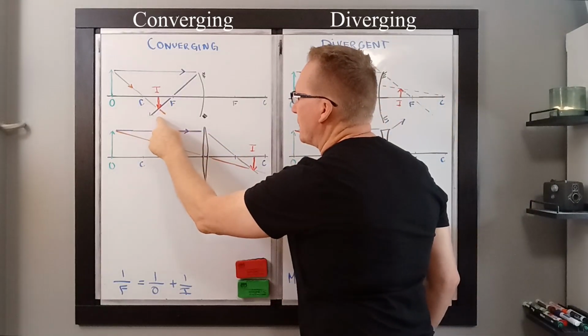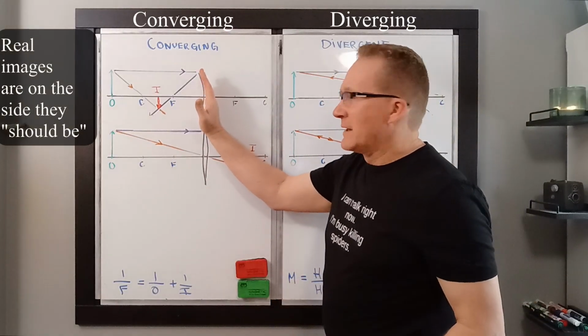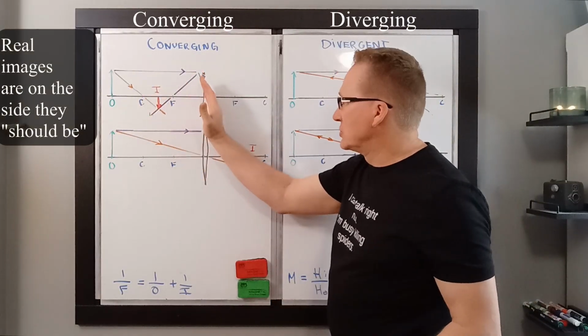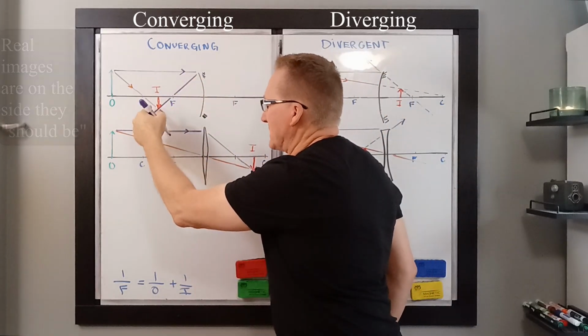So here we have a real image. Why do we have a real image? Because it's on the side of the mirror that light should go. Light should go onto this side. That's what you expect of a mirror. So it's a real image. It's upside down as well.